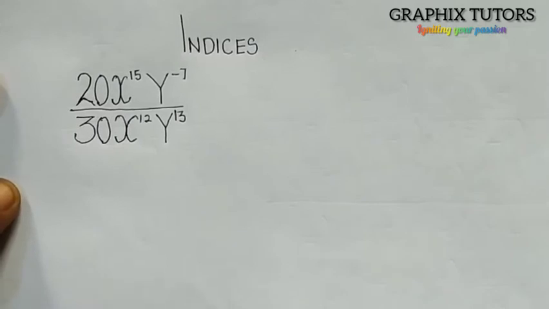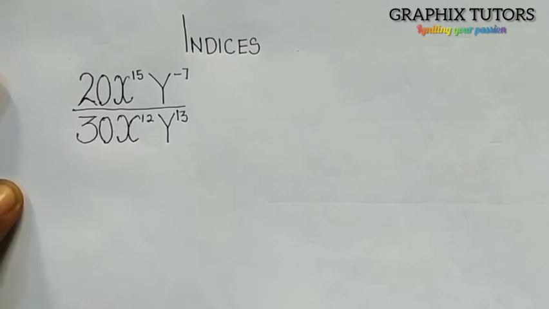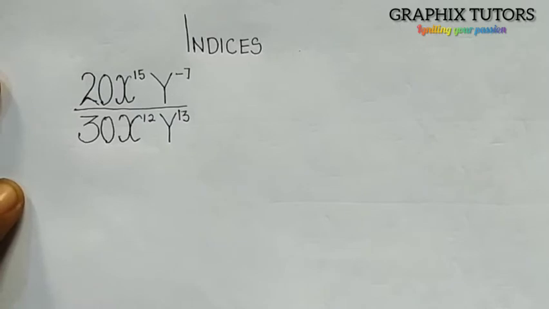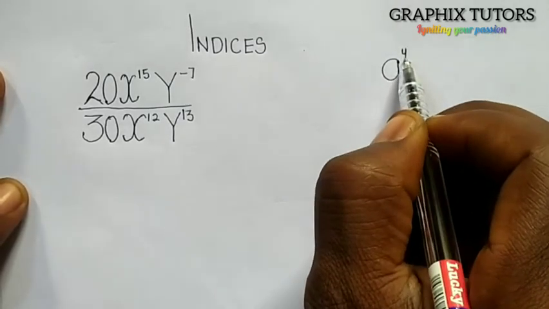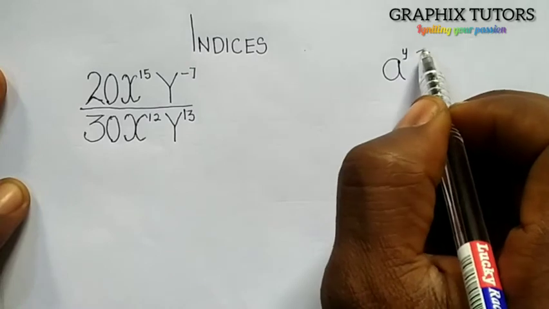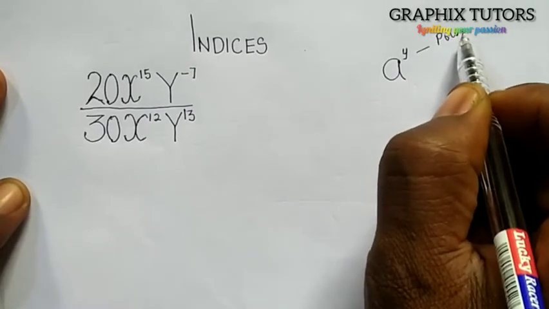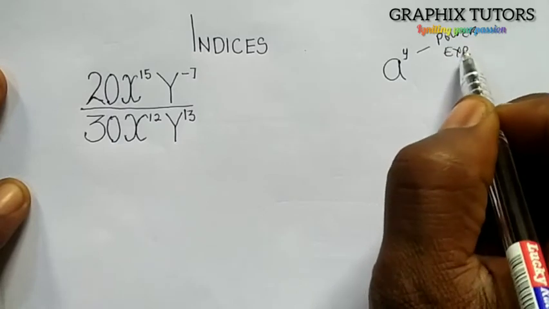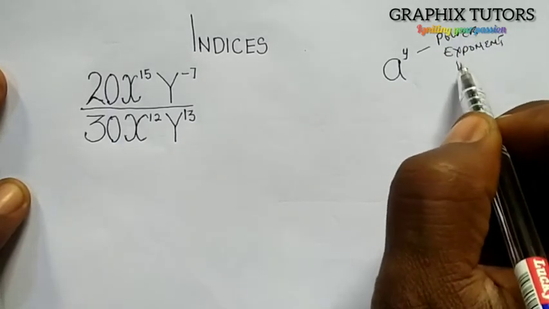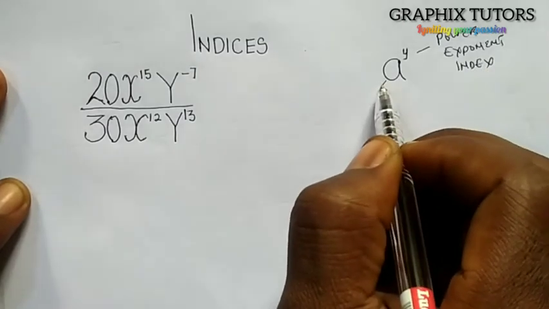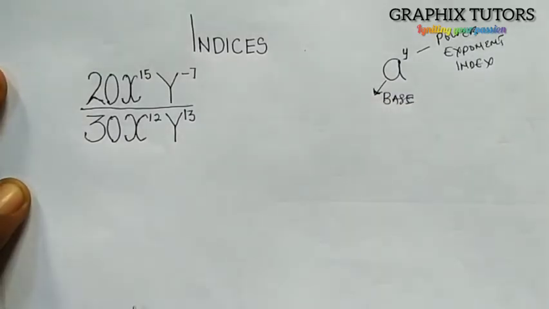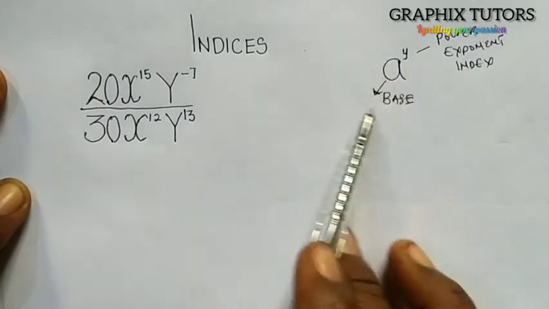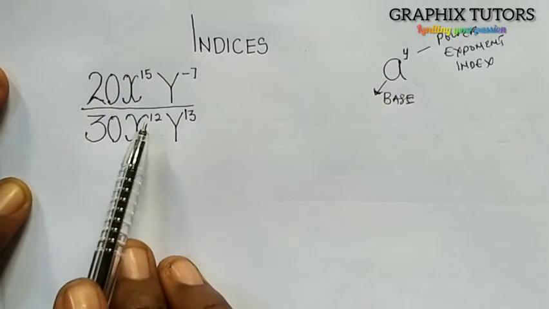Today we want to be studying different problems in indices, which is an aspect of mathematics. Now let me take you down memory lane. We understand that if I have a variable that has a power, this y here is called the power, or you call it the exponent, or you call it the index. Y, the variable itself, is called the base. Now, we want to use this principle to analyze this question here.